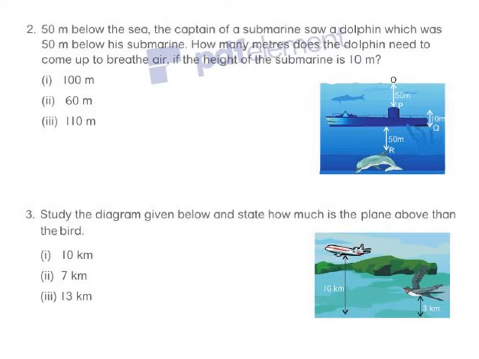And the third question, look at the diagram again on the right hand side. Study the diagram given below and state how much the plane is above the bird. So from the ground level, the plane is at a height of 10 kilometers and a bird is at a height of 3 kilometers. So what is the difference of height between the plane and the bird? That is the basic question.